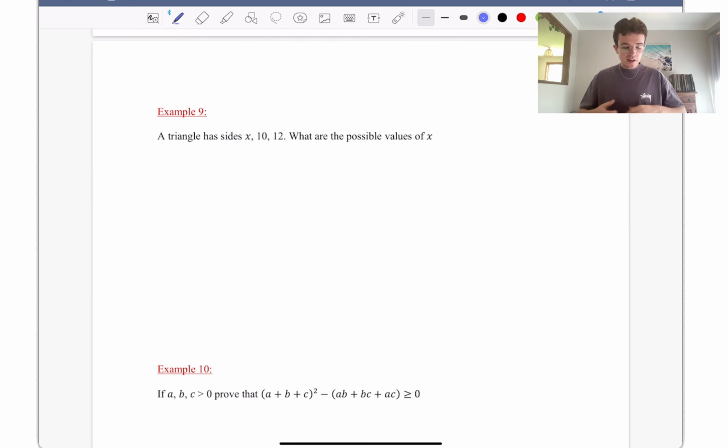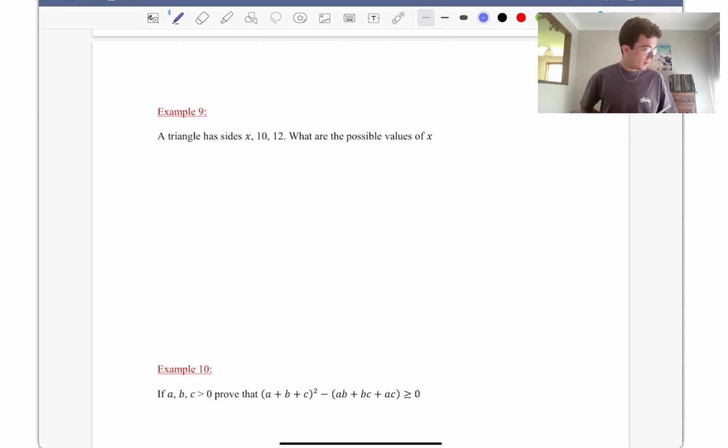Okay, a triangle has sides x, 10 and 12. What are possible values of x? Well, first of all, we know that x could be bigger than 12, it could be the longest side, or it could be the smallest side.